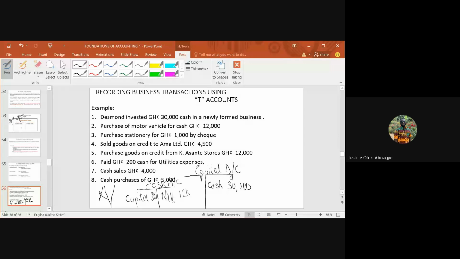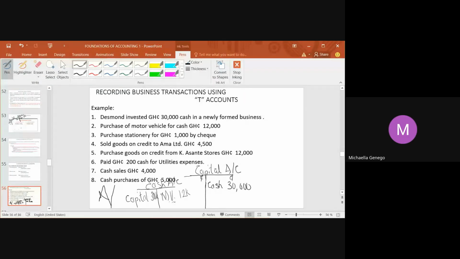But we are crediting rather, because there is an increase in expense. An increase in expense is debit. So we have to debit our expenses account and then we'll credit our cash account. Please, are you getting it? Yes, madam.